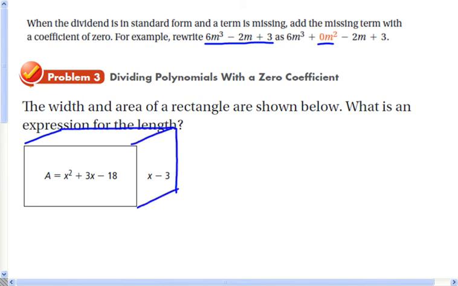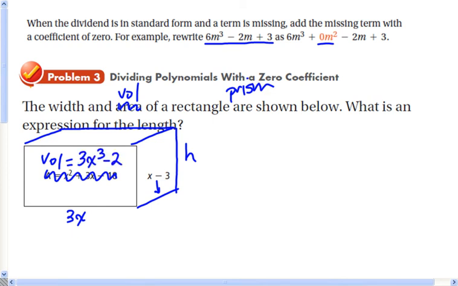So what we're going to have here is actually a rectangular prism, and the width and volume of a rectangular prism are shown below. What is an expression for the height? Actually let's say this length is 3x, and the x minus 3 goes with this, and what we're trying to find is the height. And we're going to say the volume is equal to 3x cubed minus 27x.